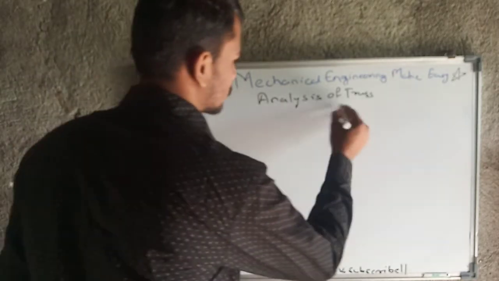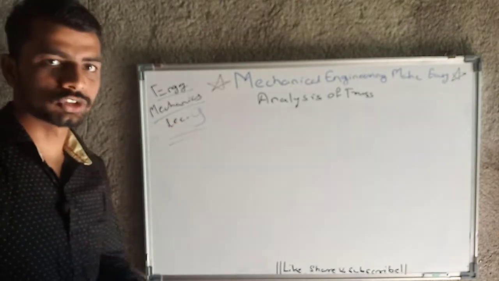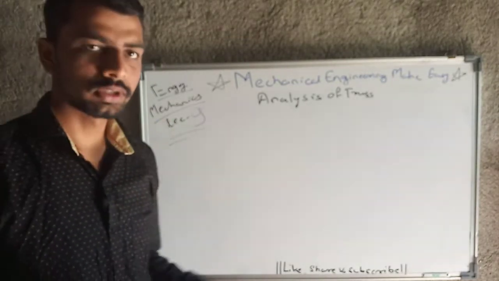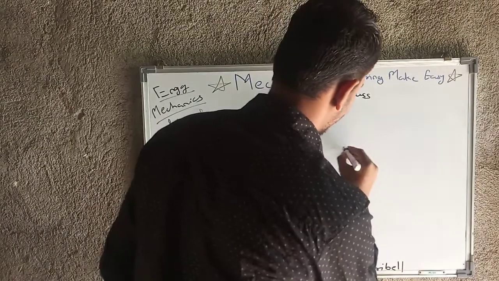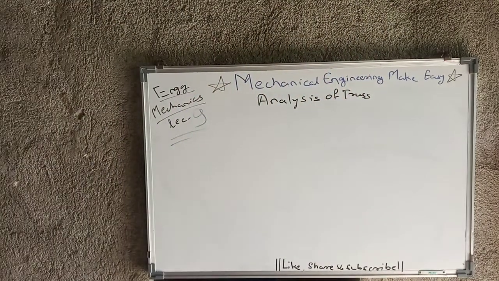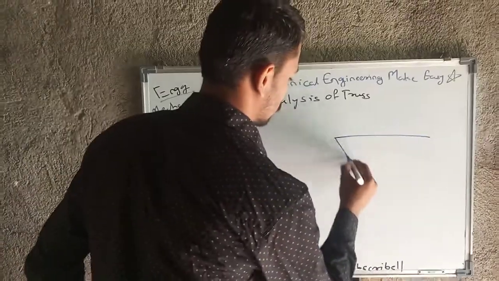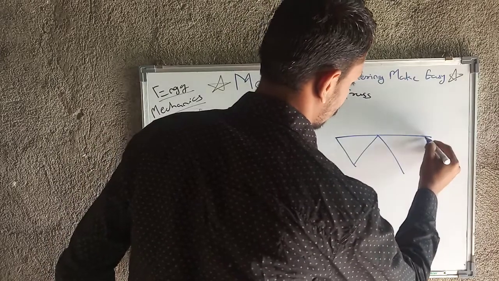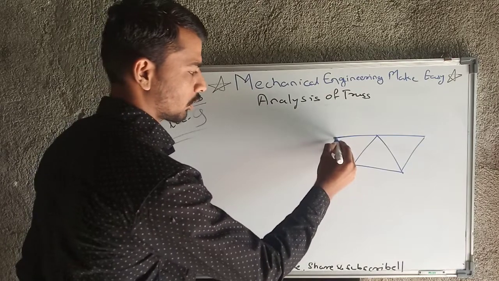So today we will start with one topic, that is analysis of truss. What exactly is analysis of truss? It is nothing but calculation of forces on the members or the elements. If there is one truss, it will have a number of members, likewise I have shown you here. This is the simplest form of truss.